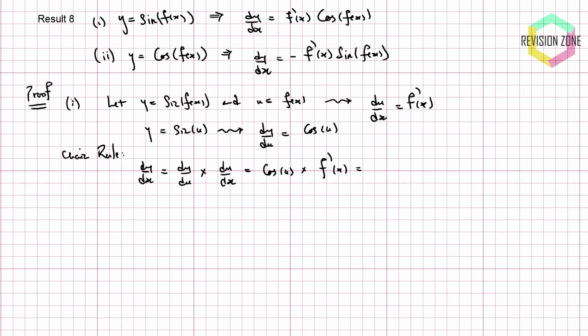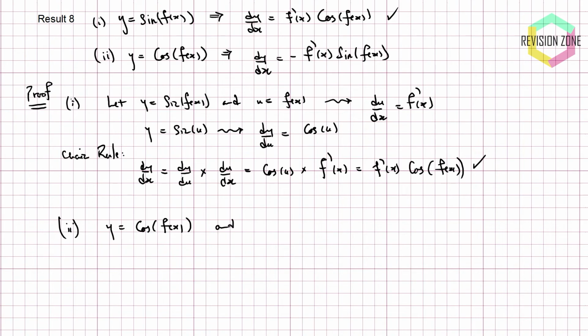Now we can change the order, because multiplication is commutative, and replace the u with what we've defined u to be, which is f of x. So we get f prime of x times cos of f of x, and we've figured out the very first statement that we wanted to show. So we give ourselves a tick, and we can repeat this for the second statement. I hope you'll forgive me for being a bit quick this time.